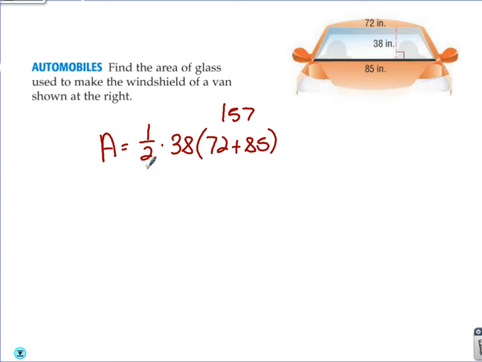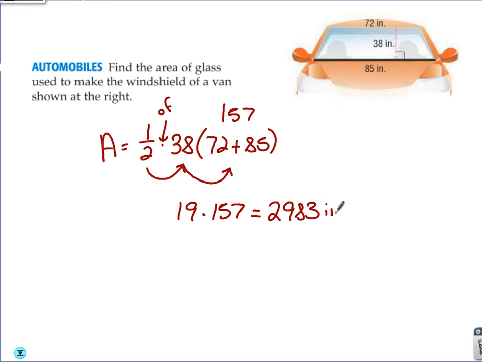So you got 1/2 times 38 times 157. We can do 1/2 times 38 in our head. Half times is a multiplication symbol, same thing as the word half of 38 is 19 times 157, which is equal. Notice I don't put approximately, which is equal to what? 2,980 inches squared.